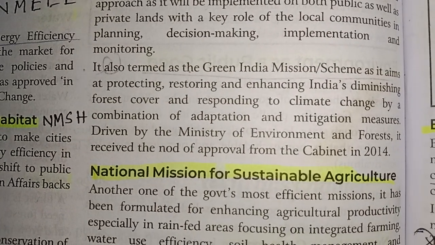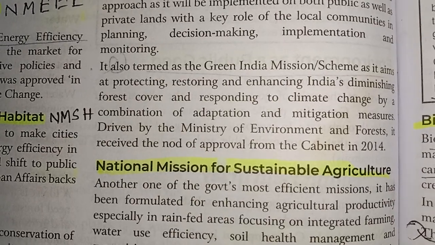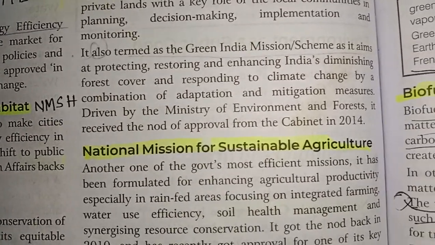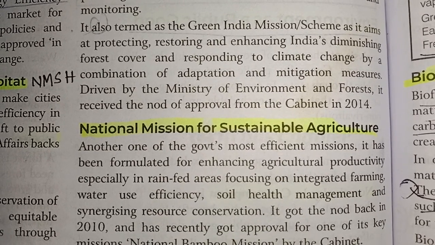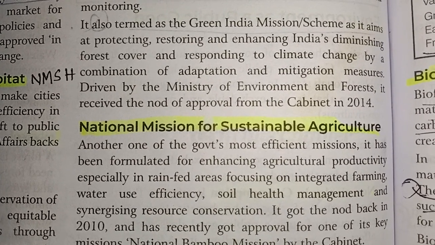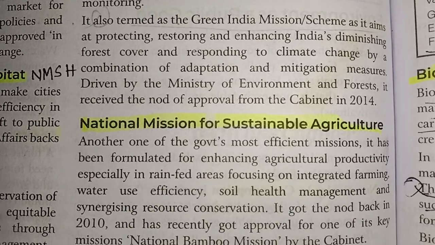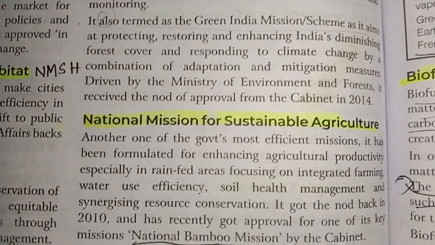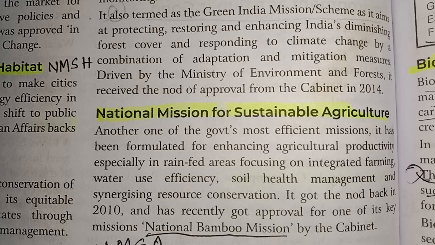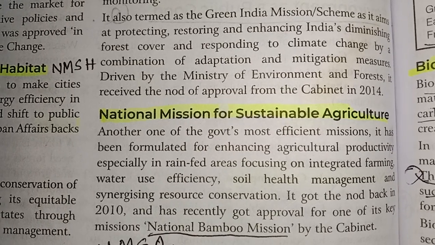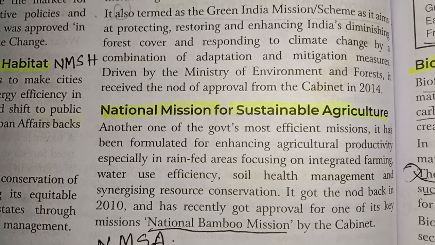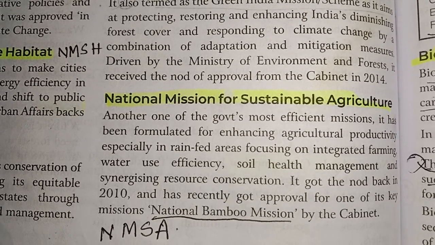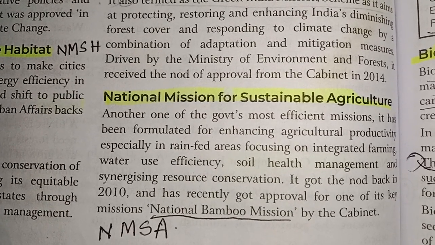National Mission for Sustainable Agriculture, another one of the government's most efficient missions. It has been formulated for enhancing agricultural productivity, especially in rain-fed areas, focusing on integrated farming, water use efficiency, soil health management, and synergizing resources conservation. It got the nod back in 2010 and has recently got approval for one of its key missions, the National Bamboo Mission, by the Cabinet.